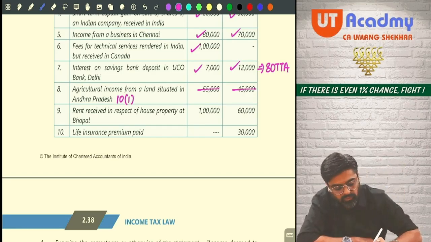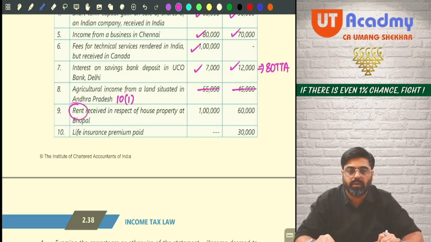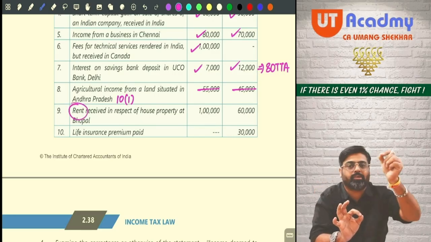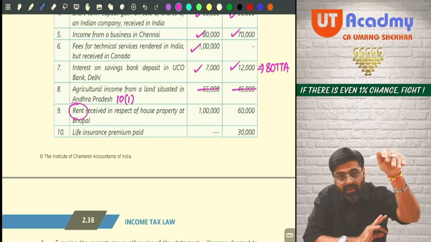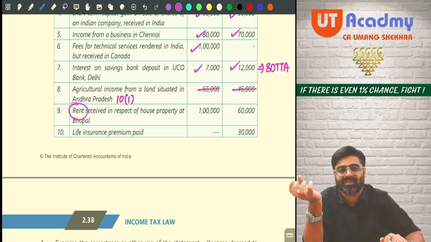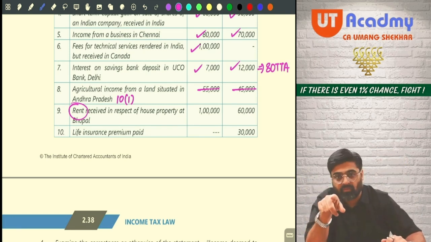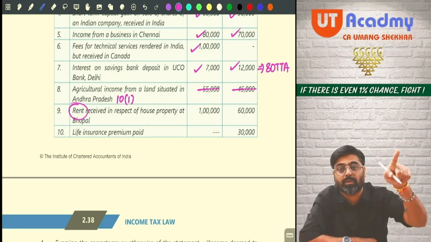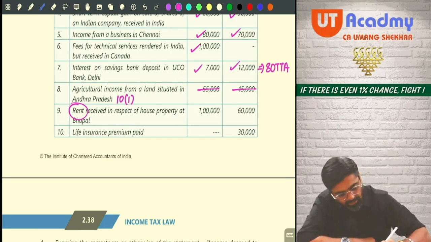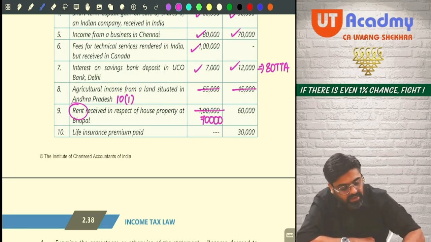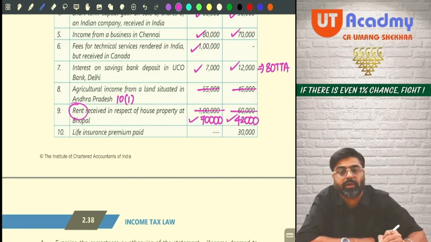Rent received in respect of house property at Bhopal. Wait. What are they saying? They are saying rent. Rent means this is income which will be taxable under the head house property. But from that, we are supposed to take the 30% standard deduction also. They are not saying that this is computed income under the head house property. So we are supposed to take the 30% standard deduction, and whatever balance remains will be fully taxable because the property is situated in India. This is Indian income. It will be taxable for both. So I take the 30% standard deduction from here and this amount will be 70,000. And I take the 30% standard deduction from here, and this will be 42,000. Yes or no? So this 70 will also be taxable, this 42 will also be taxable.